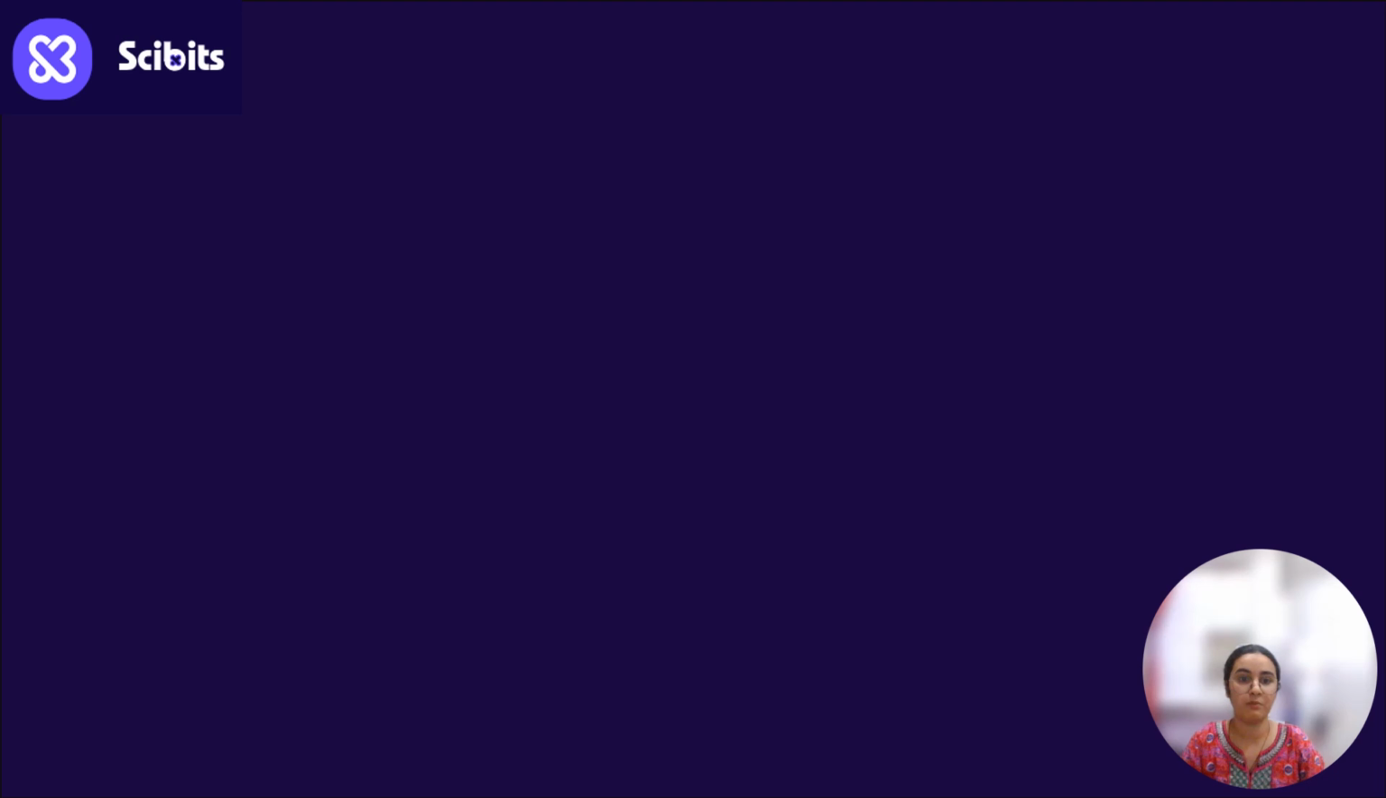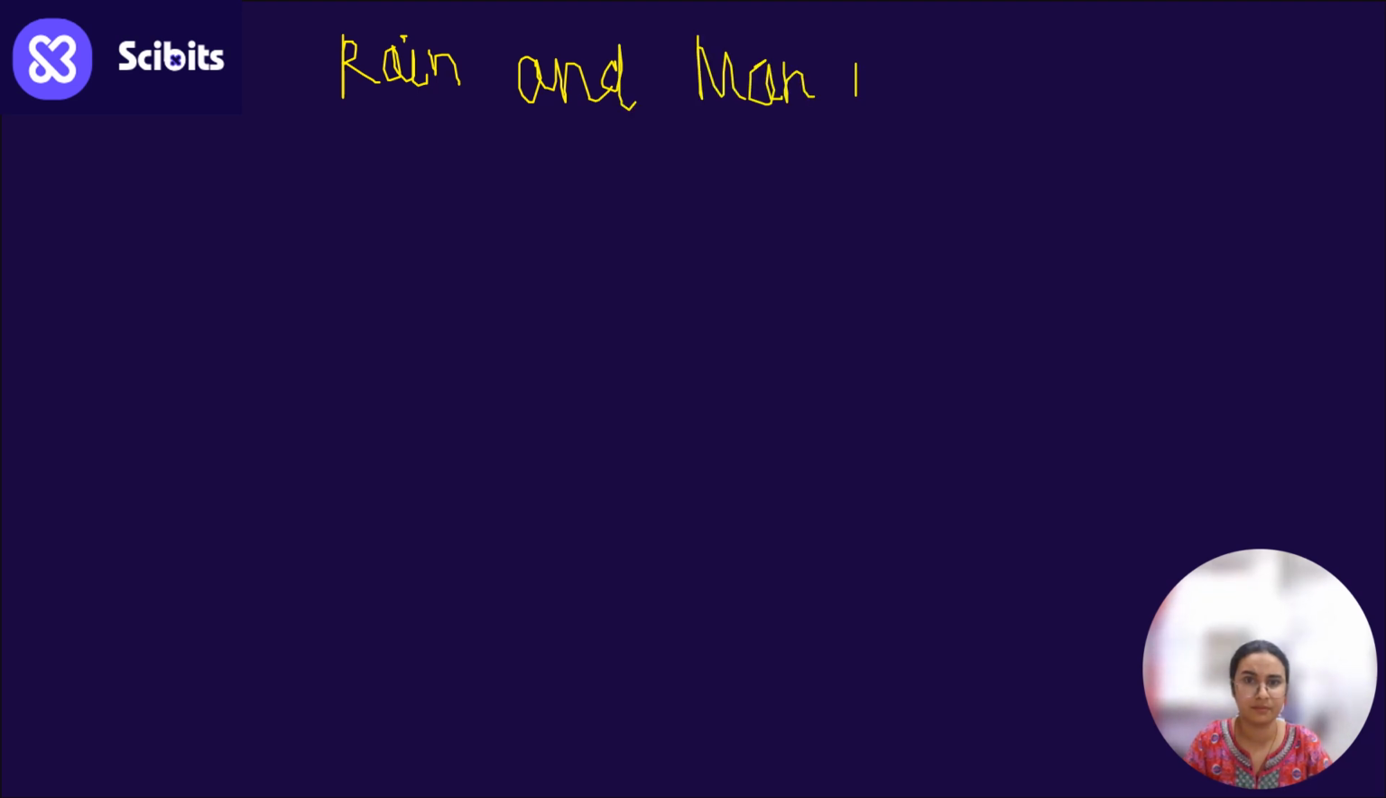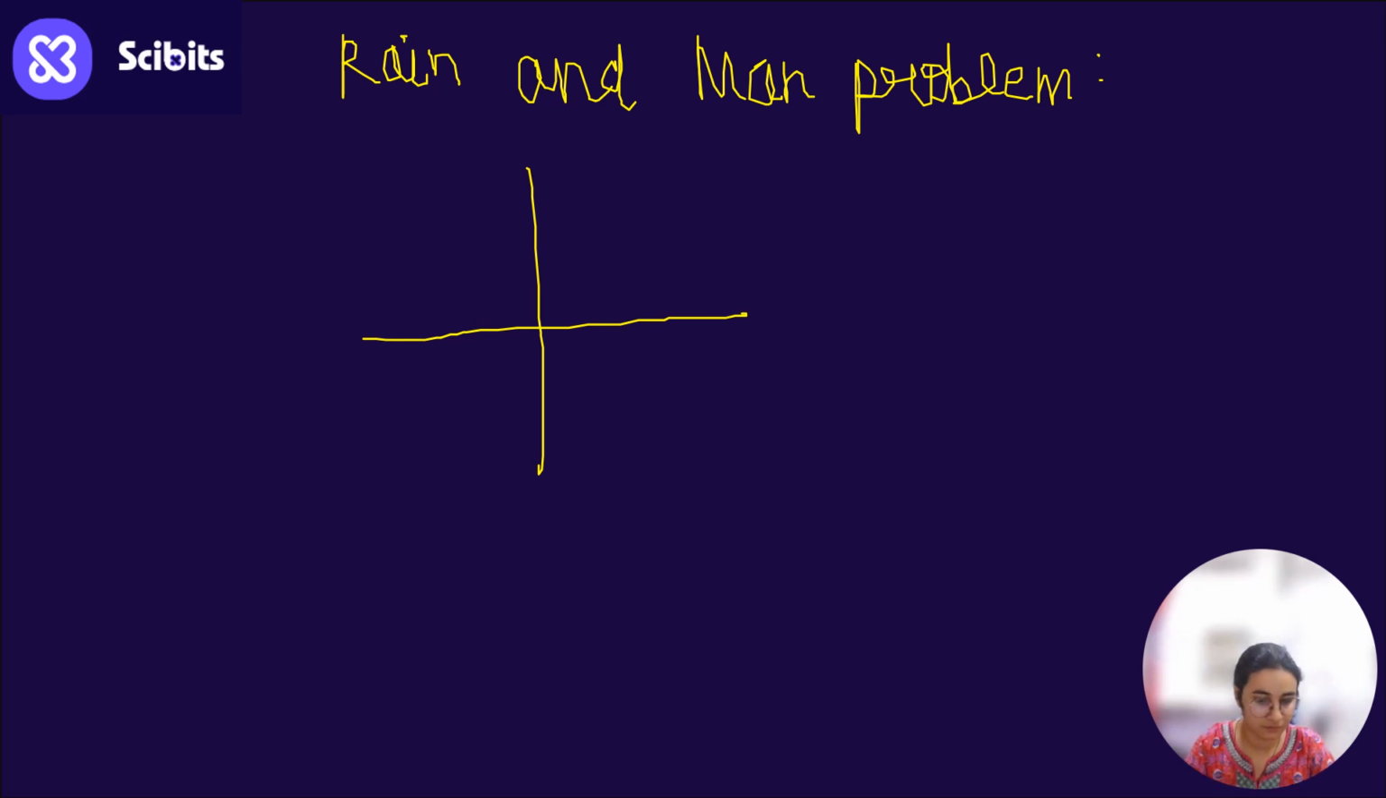So there is a rain and man problem. This was asked in 2023. Rain is in this direction, so the velocity of rain is VR. We will represent it as VR. And let's say a person is moving towards this side. Let's represent it as VG.